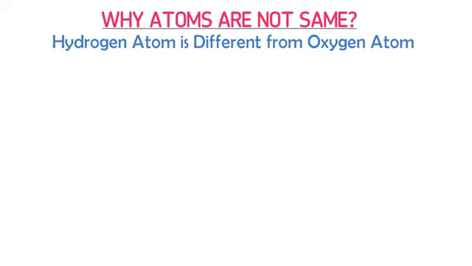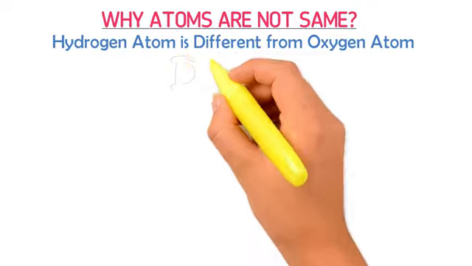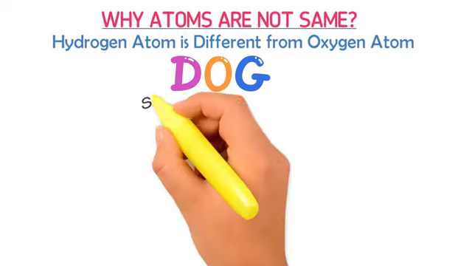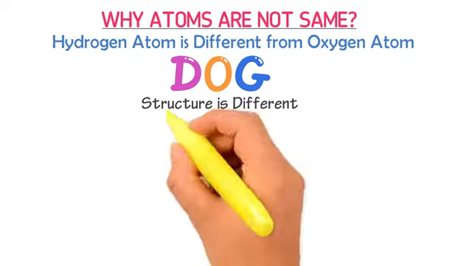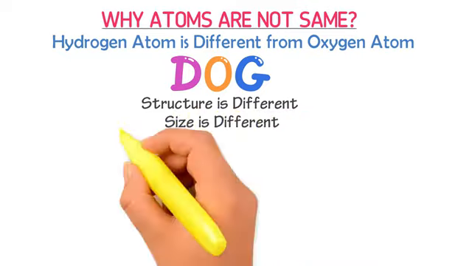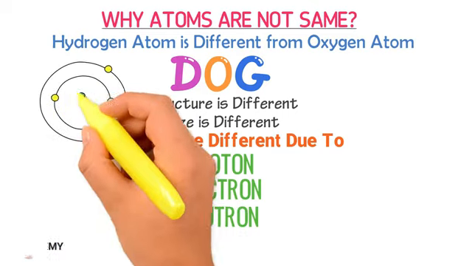Why are all atoms not the same? Well, once again consider the spelling of dog. Let me ask you, why is D different from O? Your answer may be that it is because the structure of D is different, its size is different, or maybe its function is different. Similarly, atoms are different due to the numbers of protons, electrons, and neutrons.